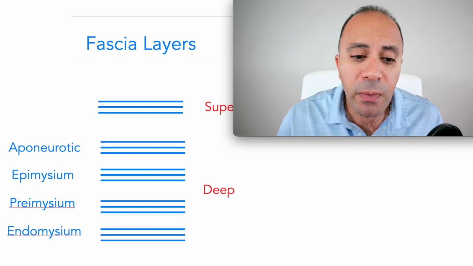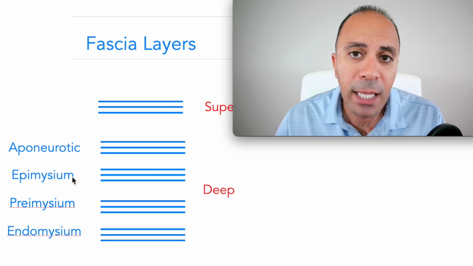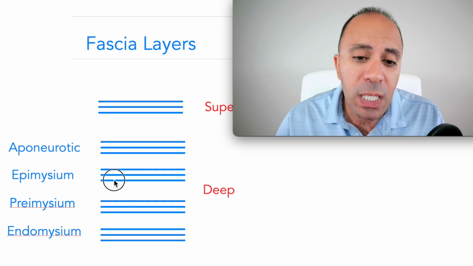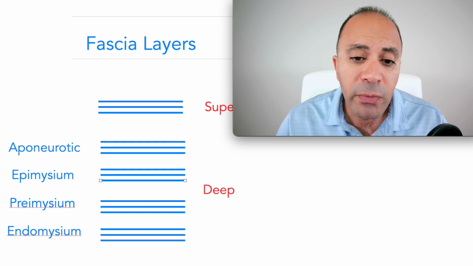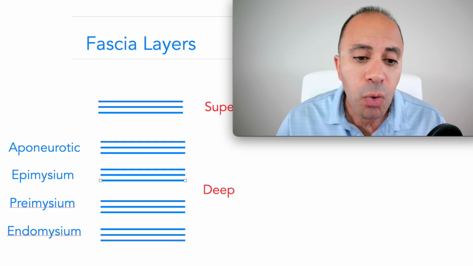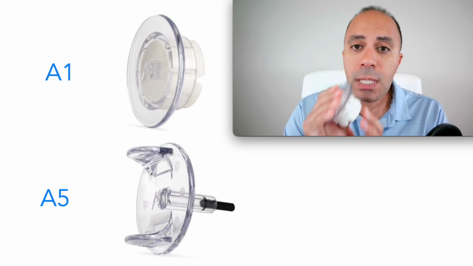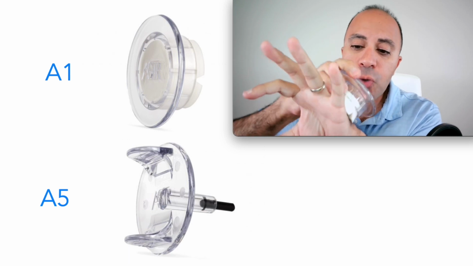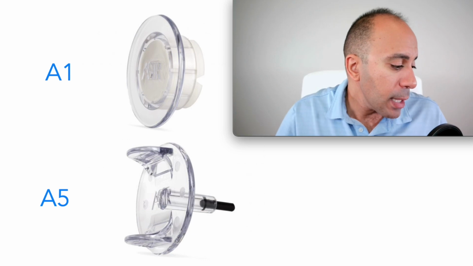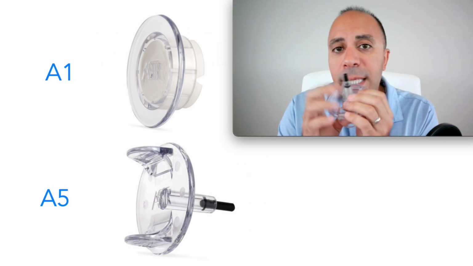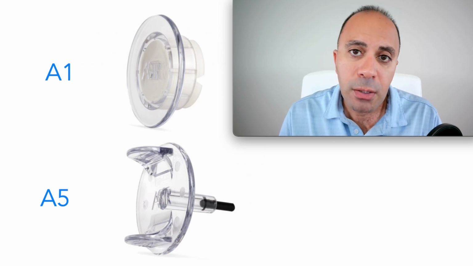That's why I said massage or foam roller are not effective, because you cannot isolate those layers with the hand or foam roller. You cannot go deep enough to address the epimysium, perimysium, and endomysium, or some layers of the aponeurotic fascia. So how to address the fascia system? What I personally do is I use the A1 to release the superficial and aponeurotic fascia layers, and then I use the A5 to release the epimysium, perimysium, and endomysium, to go deep enough to release those layers.